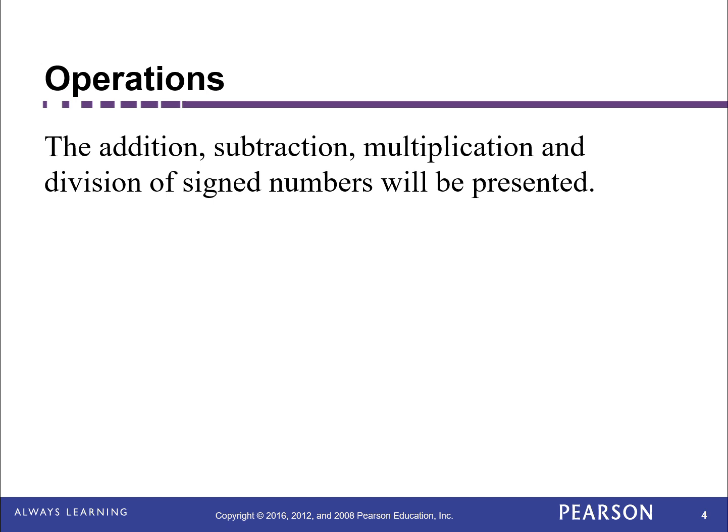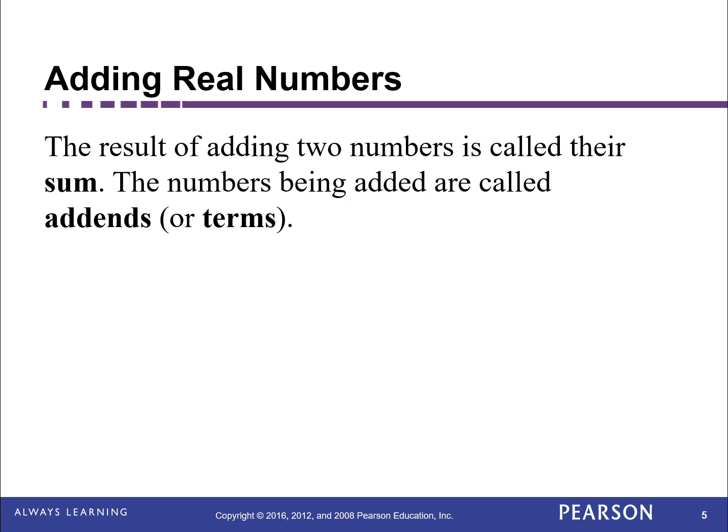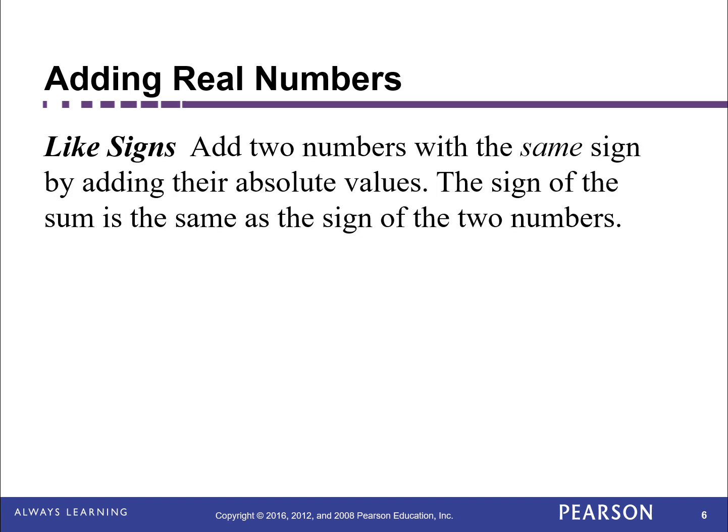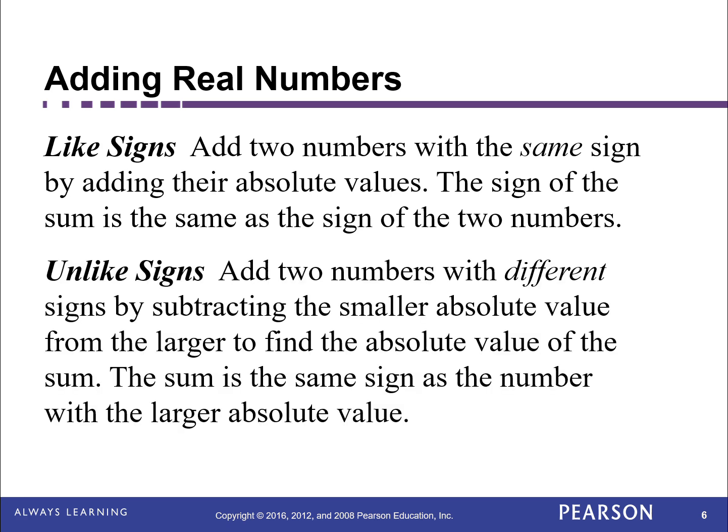Okay, so let's start with the operations. The addition, subtraction, multiplication, and division of signed numbers will be presented. So the result of adding two numbers is called their sum. The numbers being added are called addends or terms. Now let's look at like signs. When we add two numbers with the same sign, we add their absolute values. The sign of the sum is the same as the sign of the two numbers.